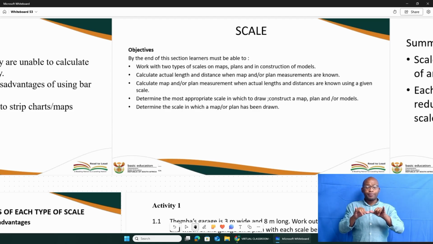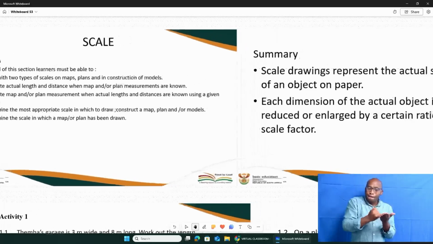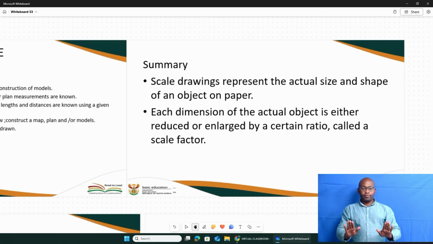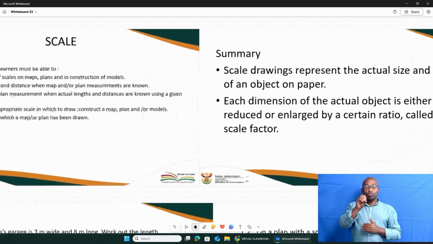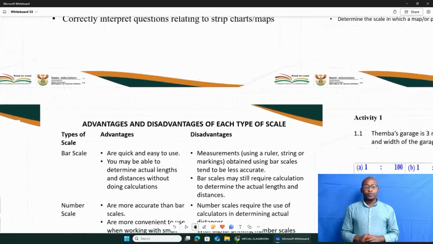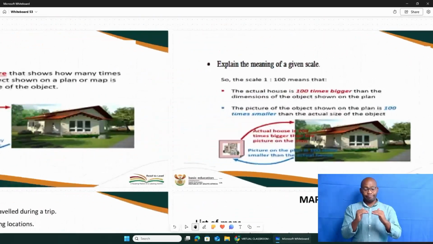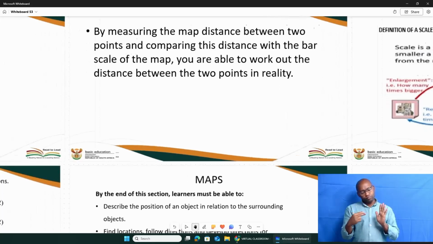Determine the most appropriate scale in which to draw or construct a map, plan or model, and determine the scale in which a map or plan has been drawn. A scale drawing represents the actual size and shape of an object on paper, where each dimension of the actual object is either reduced or enlarged by a certain ratio, which is called a scale factor. Then we can come straight to the presentation of the lesson.